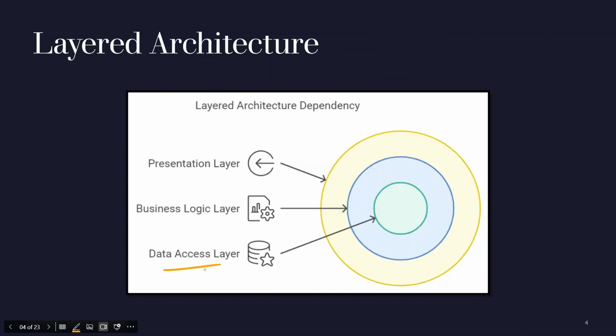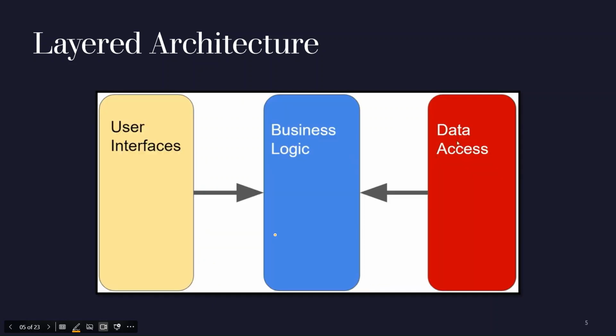The data access layer, however, sits at the center of the architecture, creating a top-down dependency. The presentation layer depends on the business logic layer. The business logic layer depends on the data access layer. The data access layer remains isolated, oblivious to the layers above. This tight coupling, while functional, poses challenges. Each layer is highly dependent on the one below it, making the system rigid and harder to scale or modify.